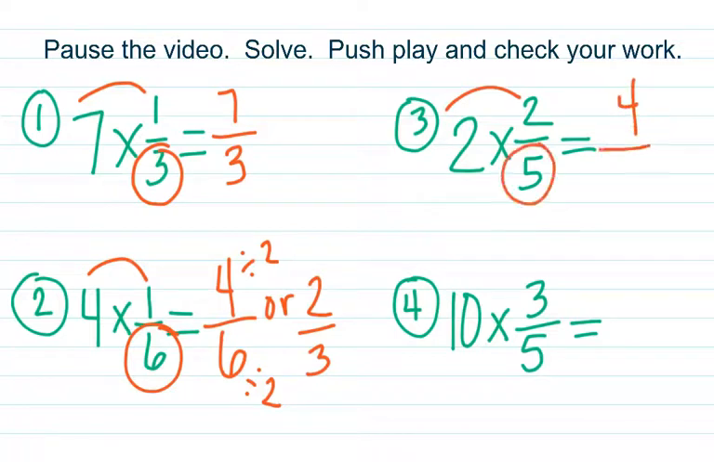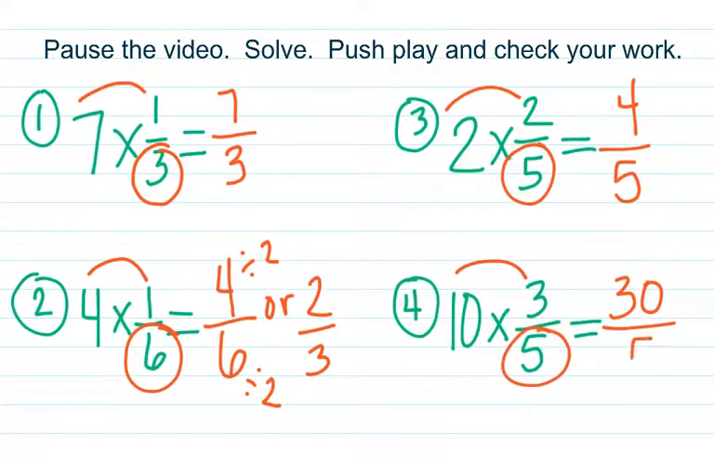Number 3, 2 times 1/5. 2 times 2 is 4. Keep the denominator the same. The answer is 4/5. Number 4, 10 times 3 is 30. Keep the denominator the same. 30 over 5, or 30/5, is an improper fraction. So you can change it by doing 30 divided by 5. 30 divided by 5 comes out to an even whole number, 6.